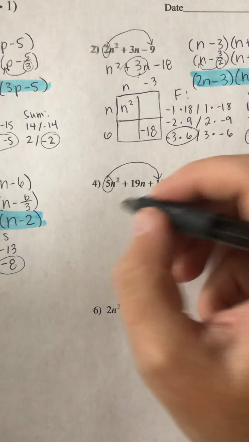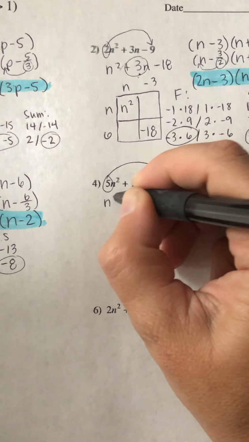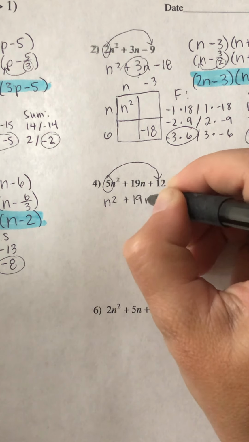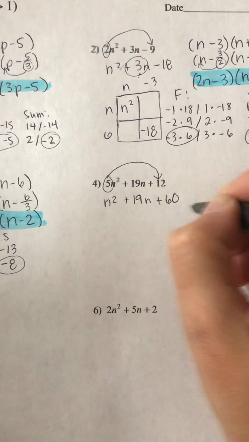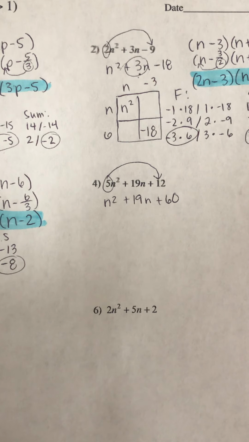Five times 12, that's going to give us 60. So n squared plus 19n plus 60. All positives here. That makes factoring a little bit easier.